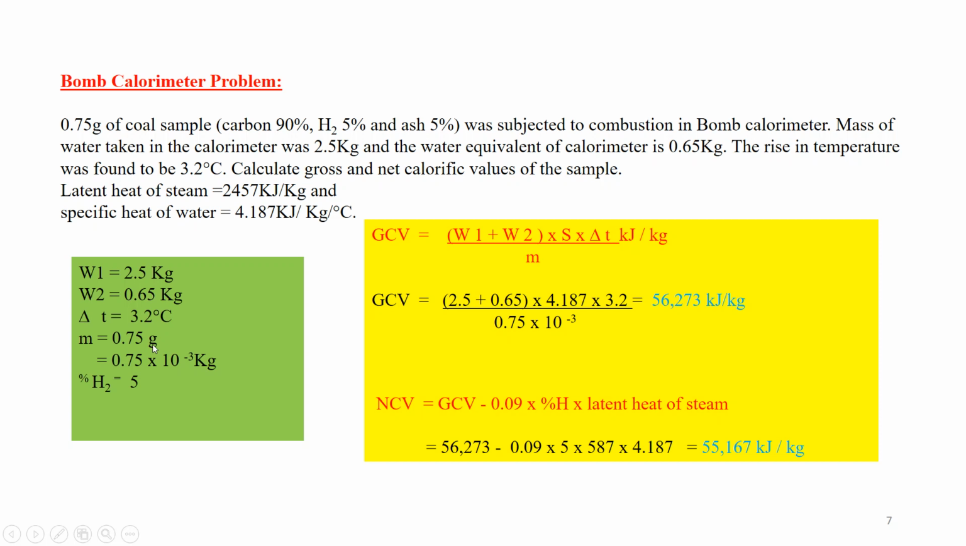So that's why we have to multiply by 10 to the power minus 3 to convert it into kg. And percentage of hydrogen: here we need only the percentage of hydrogen. Here they give carbon and ash, that's not required. Now write the formula for GCV, then substitute all the values and simplify it. Then, by knowing GCV, you can calculate NCV. First write the formula, then substitute for NCV, and you'll get the value. So NCV is always lower than GCV. Don't forget to put the unit.